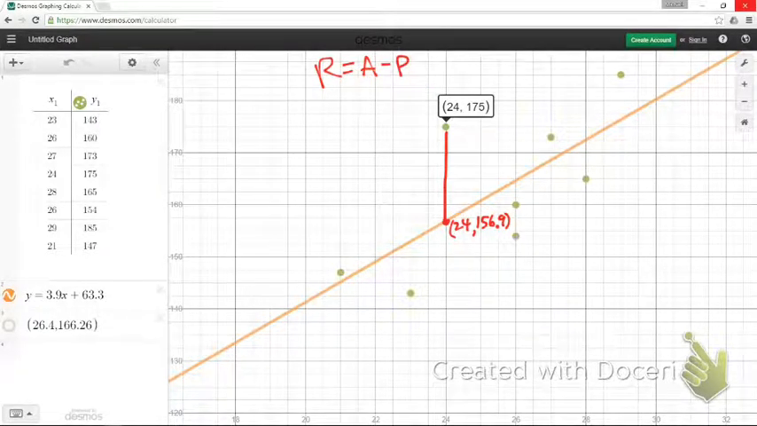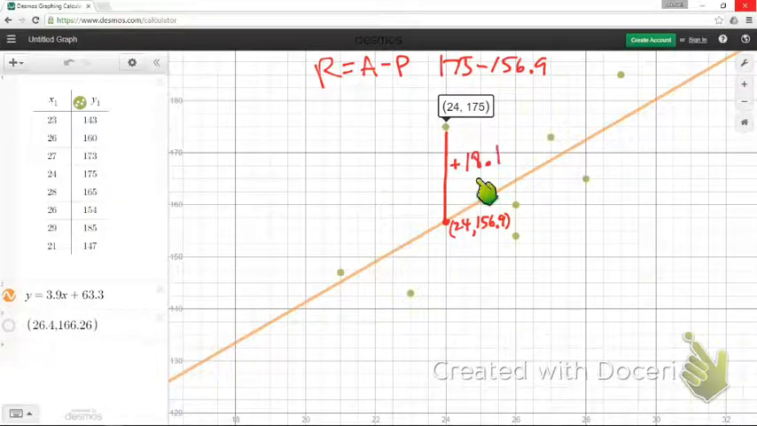Actual was the one that was actually graphed, so 175 minus 156.9. So 175 minus 156.9 is roughly 18.1. So this is a positive 18.1. All right, so that's the residual. Let's put labels on this because it's not just 18.1, it's 18.1 centimeters. All right, and then they suggested drawing a line parallel through that point.